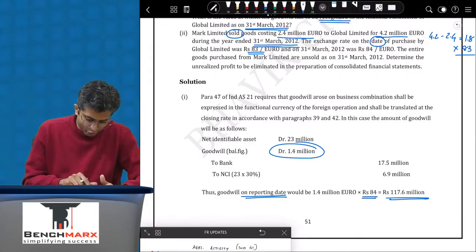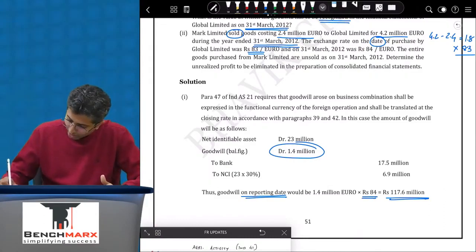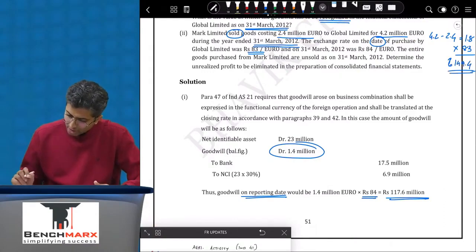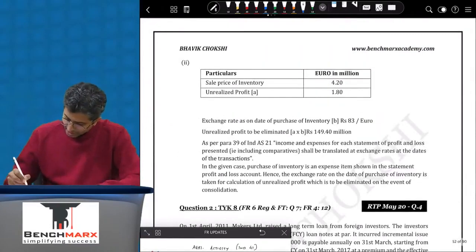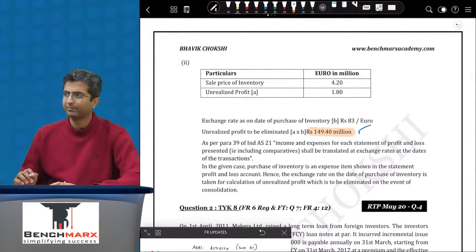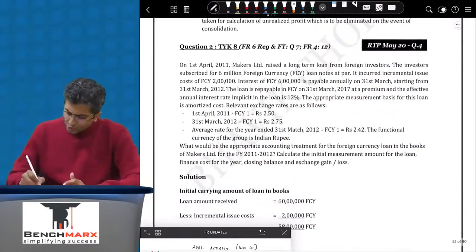So this is 1.8 into 83, which will come to 149.4 in the CFS. So this is, I guess, 149.4 mentioned over here as well. Okay. Next we go to question number 2.